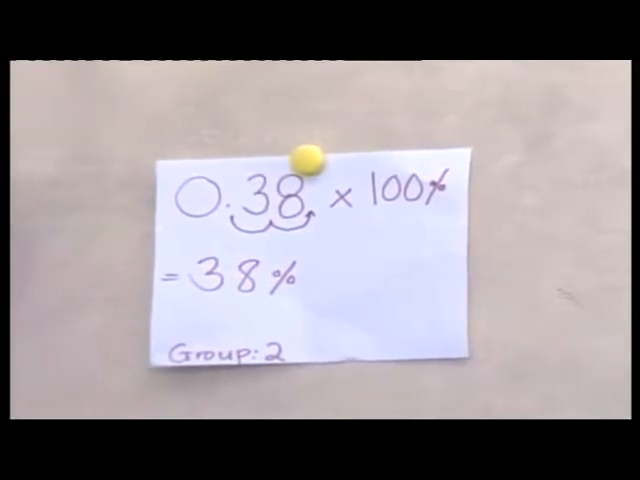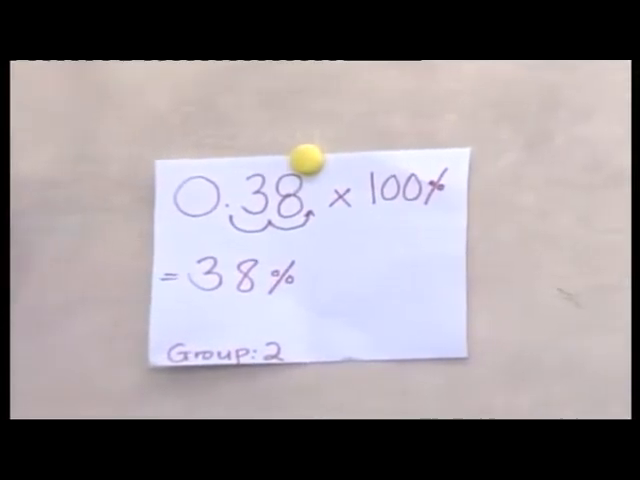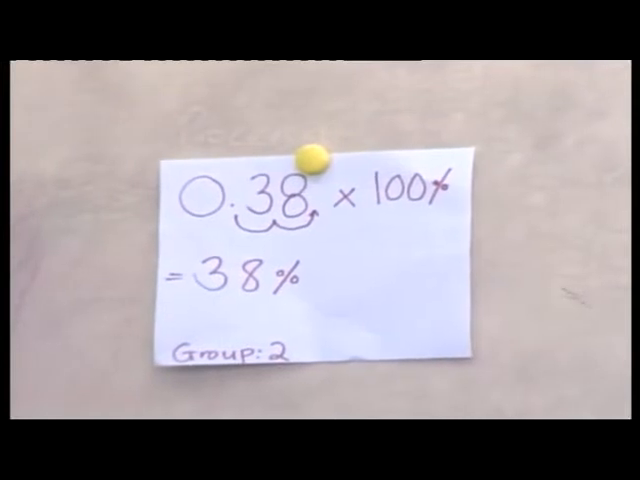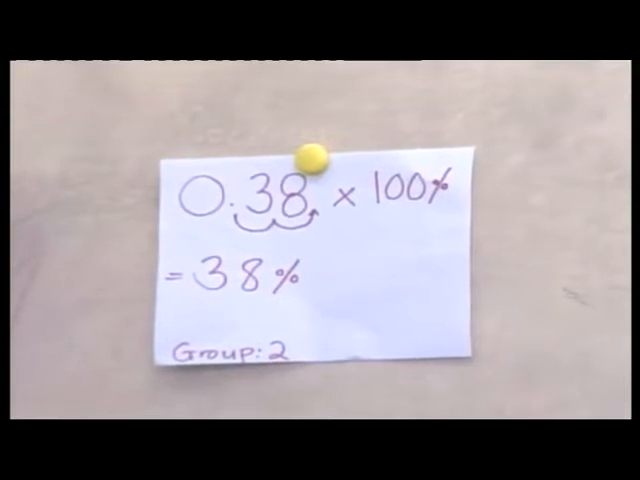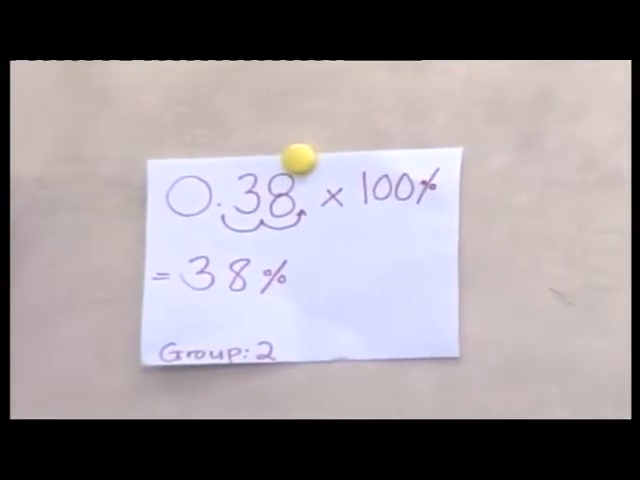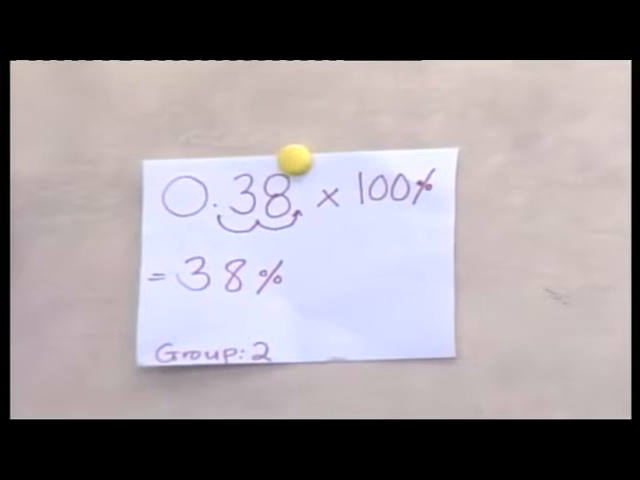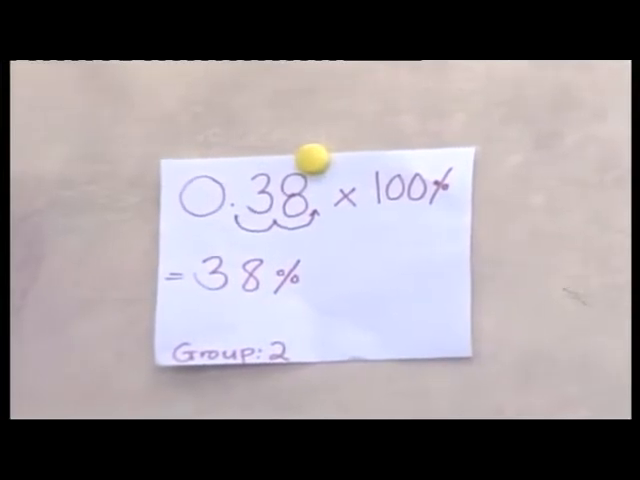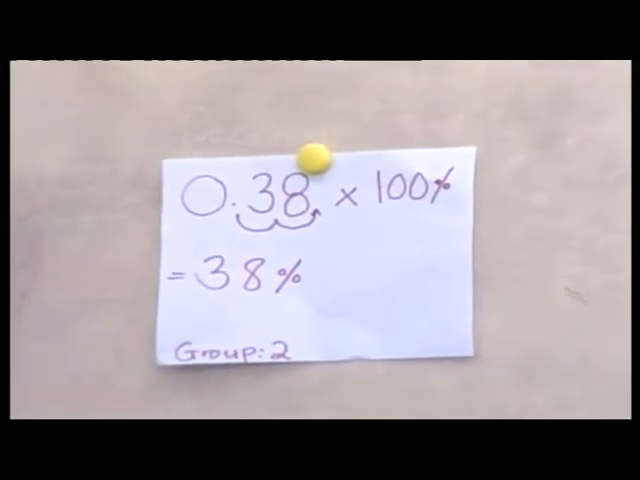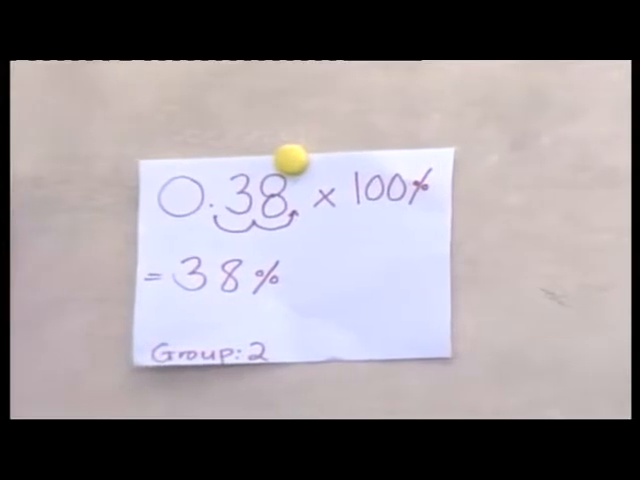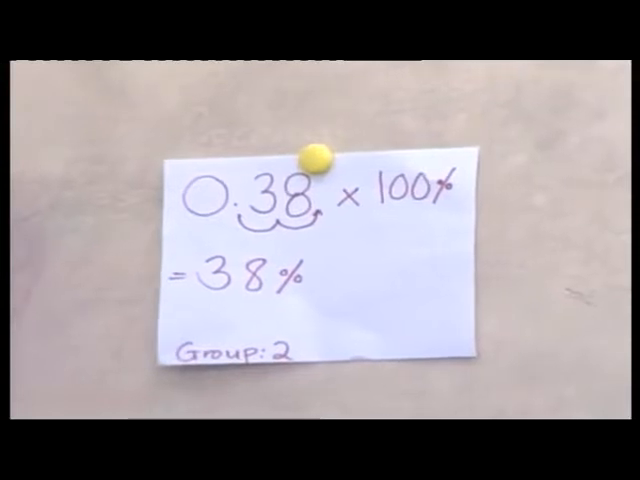We have 0.38 multiplied by 100. They have moved their decimal place how many times? Class and receiving students? 2 times, because they are multiplying 0.38 by 100%. So their final answer is, class, what is the final answer? 38%, correct? So the other 2 groups, if you have come up with the same working out like what group 2 have come up with, I will cross-check that with your activity paper.